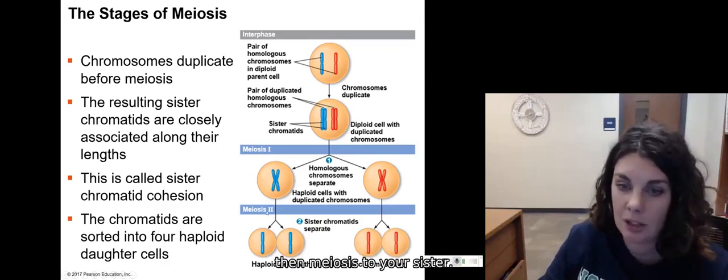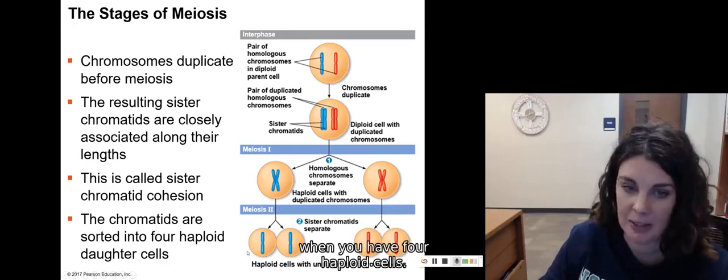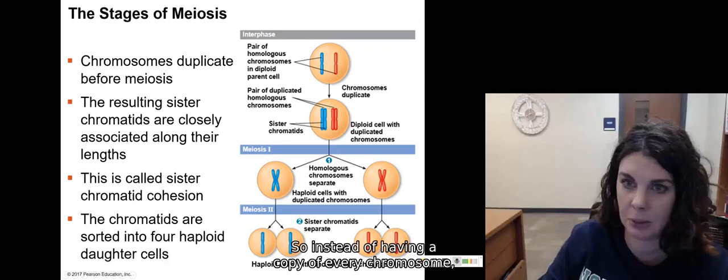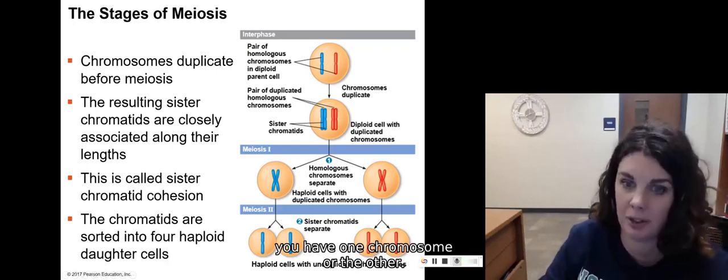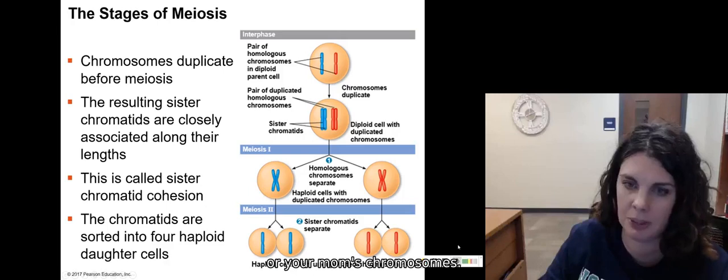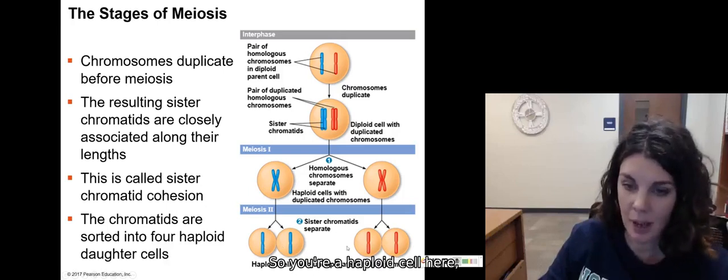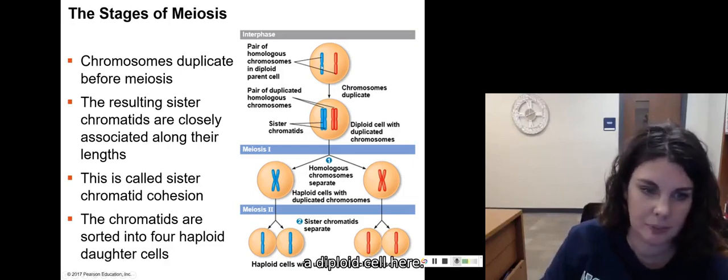And then meiosis 2, your sister chromatids are going to separate when you have 4 haploid cells. So instead of having a copy of every chromosome, you have 1 chromosome or the other. So you have your dad's chromosomes or your mom's chromosomes. So you're a haploid cell here, you're a diploid cell here.